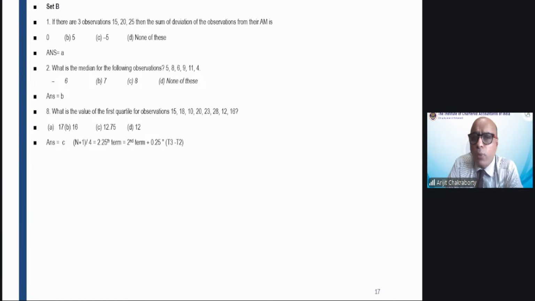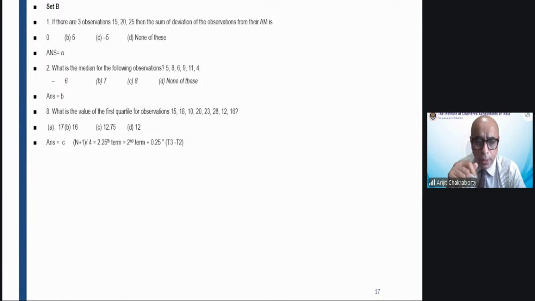So what is the total number of values? 1, 2, 3, 4, 5, 2, 4, 6, 8. 8 values are given, so n is equal to 8. That means (n+1)/4. First quartile, Q1, the formula is (n+1)/4. The second quartile formula is 2(n+1)/4. And the third quartile, as you know, is 3(n+1)/4.